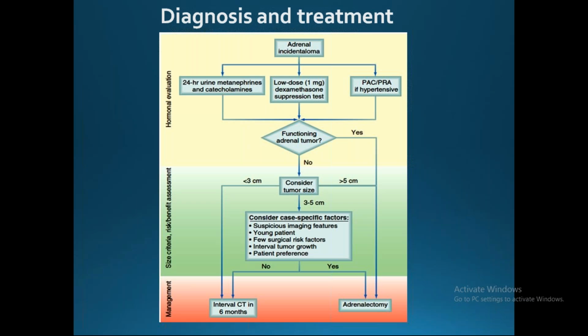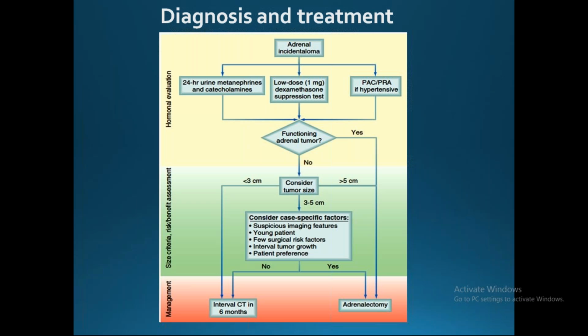Just like pheochromocytoma, you go for a 24-hour urine metanephrine and catecholamine assay. Then you go for a low-dose dexamethasone suppression test. If these are positive, we will know it is a functional adrenal tumor. If it is a functional tumor, you outright go for an adrenalectomy. If it is not functional, consider the size.